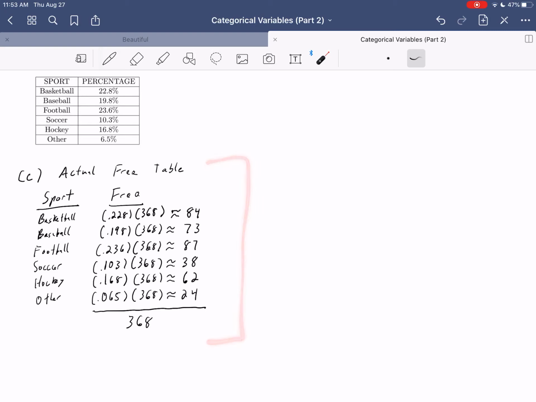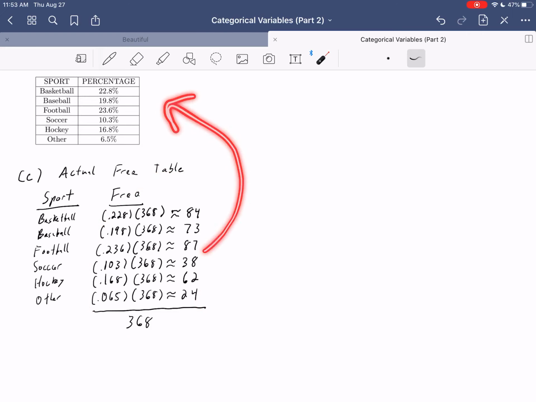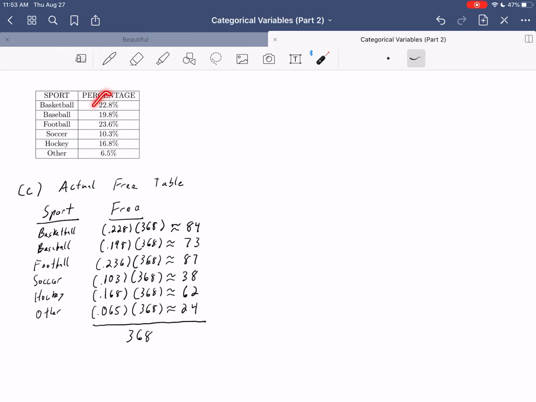There's the actual frequency table. Again, you want to be comfortable having both of these. You want to make sure you can find the relative frequency table and the actual frequency table. If you remember, we've talked about how if you start with the frequency table, division will take you back to the relative frequency table. And now we've seen that multiplication will take you from the relative frequency table to the actual frequency table. Okay, well, let's go ahead and build ourselves a visualization of this.